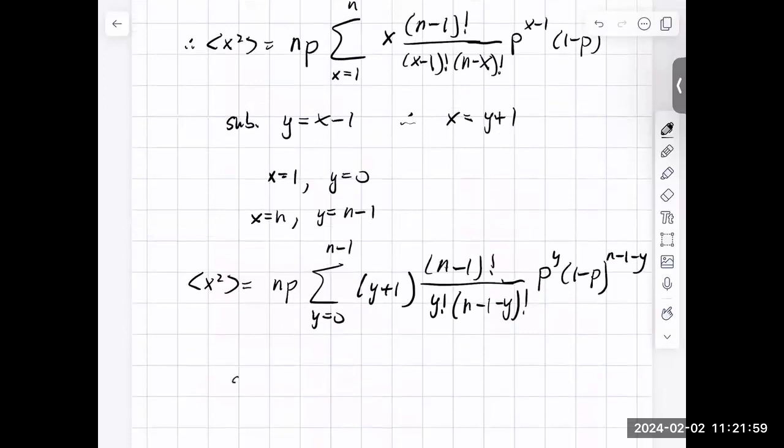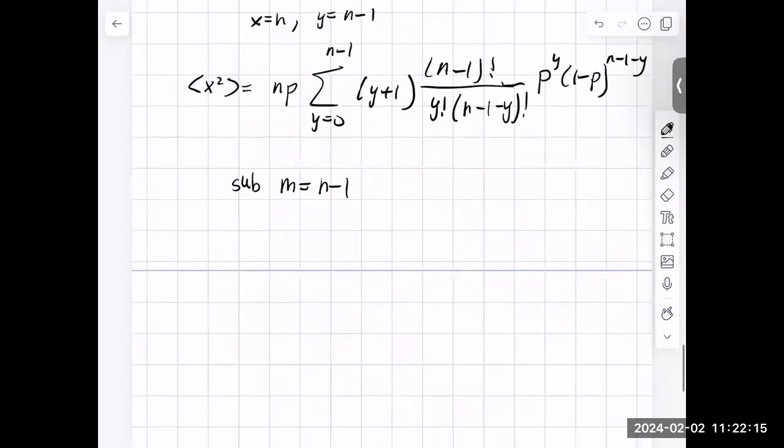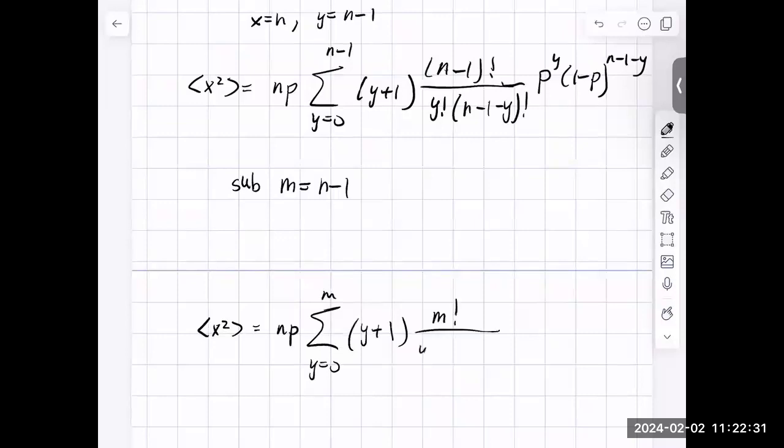The remaining step is now to sub in. We also did this substitution before: m is n minus 1. So this is going to be an m, that's going to be an m, that's going to be an m. Otherwise, I'm not making any other changes. So the average of x squared is equal to np, sum of y equals 0 to m of y plus 1, that doesn't change. Then we have m factorial over y factorial, m minus y factorial, p to the y, 1 minus p to the m minus y, right? So n minus 1 becomes m.